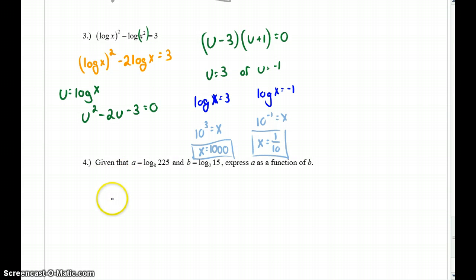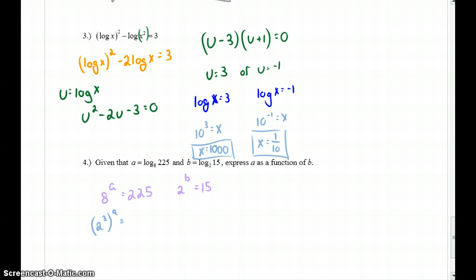The base for the first one is 8, and it's to the power of a, equals 225. And the second one, the base is 2, and it's to the power of b equals 15. Now, I see I have a 2 here and an 8 here. Luckily, I can rewrite 8 with a 2, namely 2 cubed. So 2 cubed to the a equals 225, which might be better to think of as 15 squared.